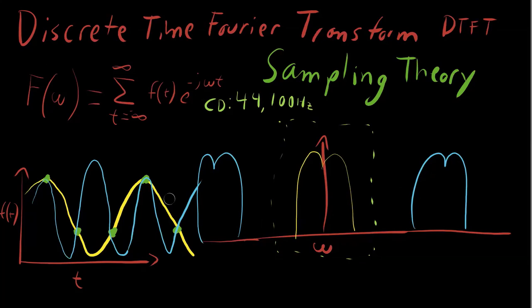You throw away this and this and all the other infinite copies above and below, because you know that the highest frequency of interest that your signal can contain is over here, within this Fourier transform. It's somewhere between this space before the next copy begins. Then guess what? You're safe. You'll never get confused about what frequency information is present in the original signal versus its 2 pi shift.